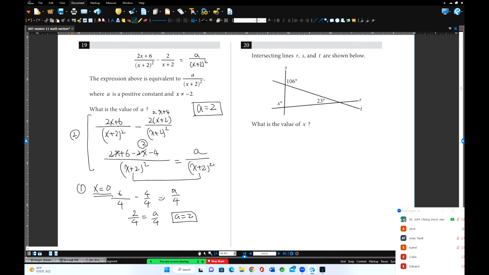Okay. Number 20. After this, we're going to have a 10-minute break. Intersecting lines R, S, T. What is the value of x? This is 106. What is this number? 106 minus 23, that is what? Exterior angle, right? If the angle is A over here, A plus 23 must be the exterior angle, 106, isn't it? Do you remember the exterior angle theorem?